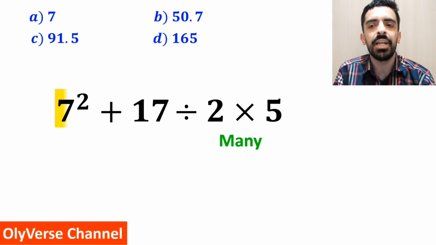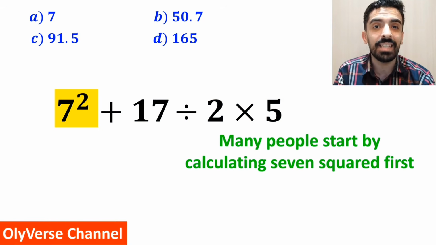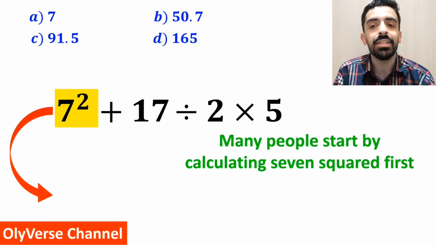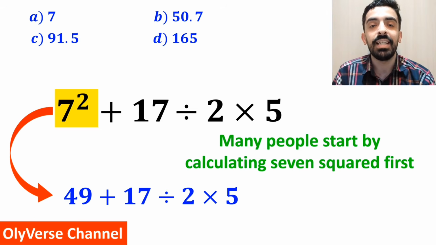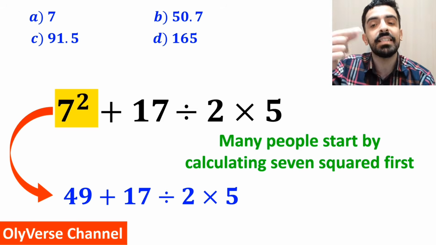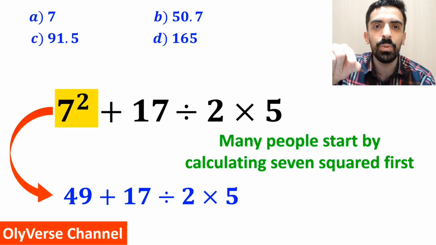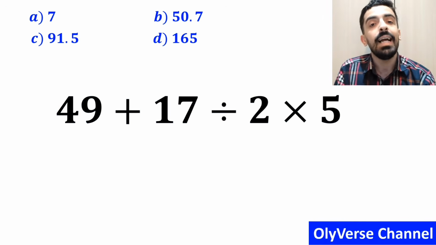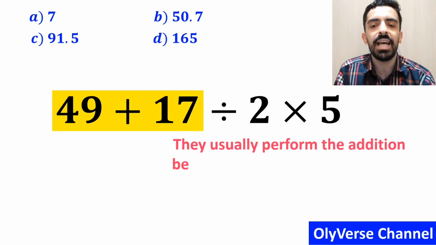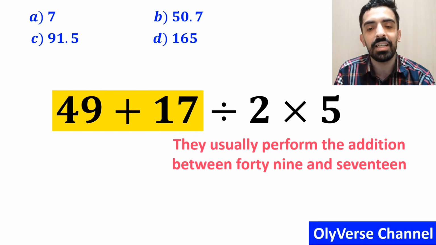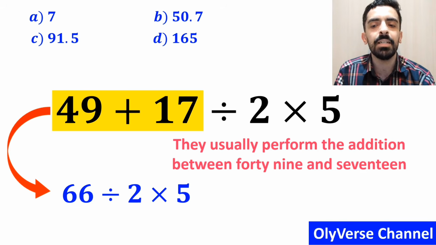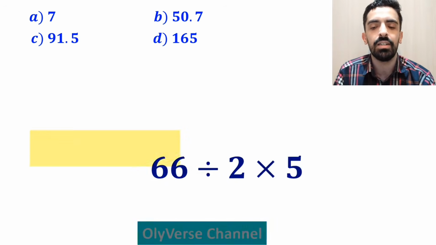To solve this question, many people start by calculating 7 squared first, and instead of the original expression, they rewrite it as 49 plus 17 divided by 2 multiplied by 5. And the next step, they usually perform the addition between 49 and 17 and simply divide this expression to 66 divided by 2 multiplied by 5.